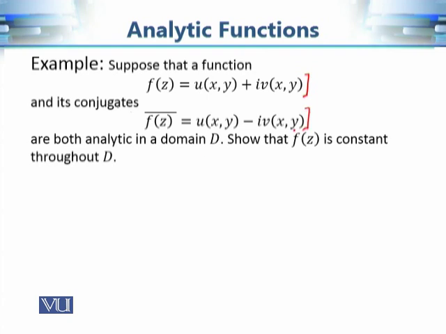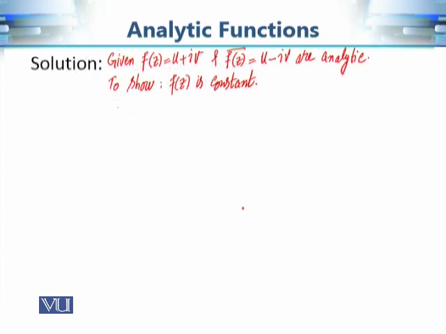Also, the conjugate function, in which we just replace iota with minus iota, is also analytic. So both are analytic functions, and we need to show that this function f of z is constant throughout this domain D. So if f and its conjugate are both analytic, then this is only possible when the function is constant. Okay, so what is given? The function and its conjugate both are analytic. And what do we want to show? We want to show that the function is constant.